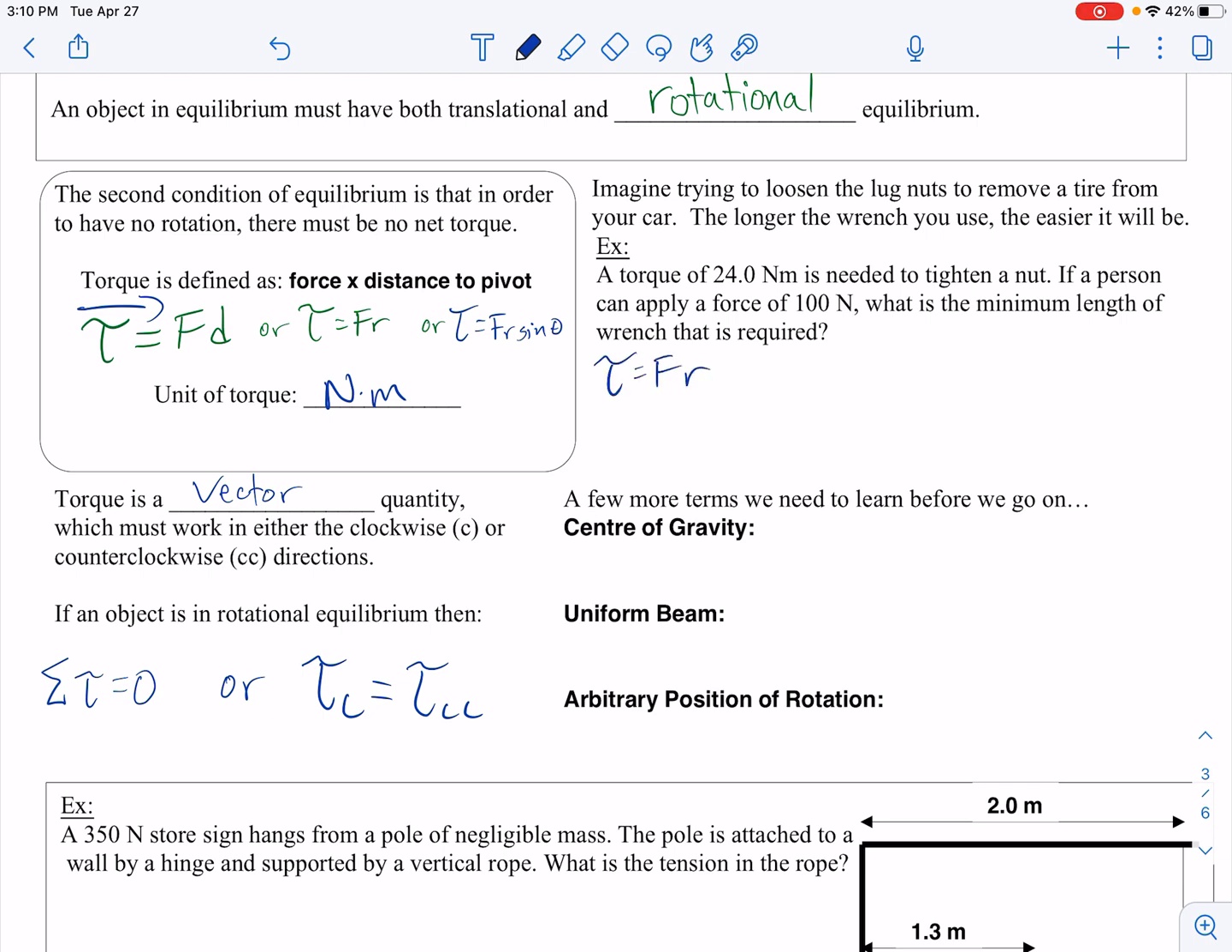We have a relatively simple formula that we can just plug this into. In this case, we're focused on solving for R, the distance to the pivot, which is going to be our torque divided by our force. We know the torque we're going to need is 24 over 100 newtons.